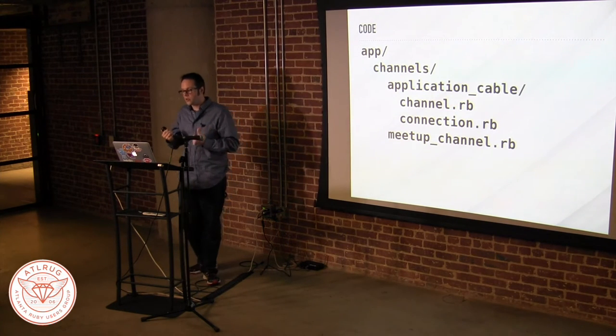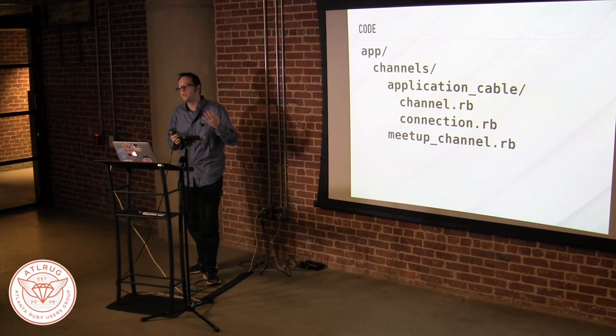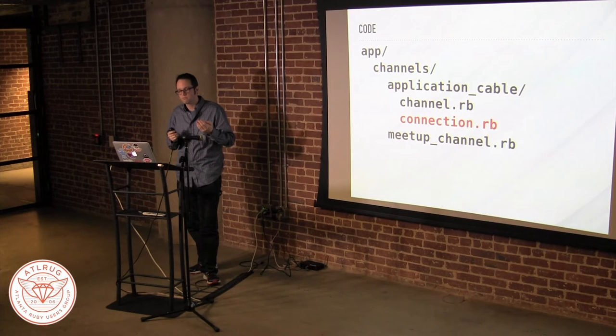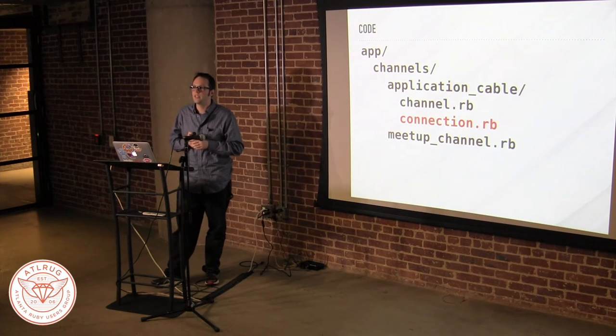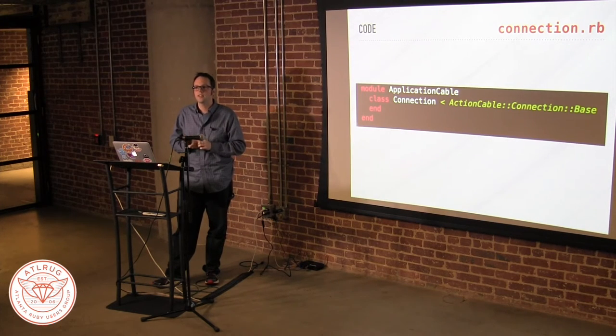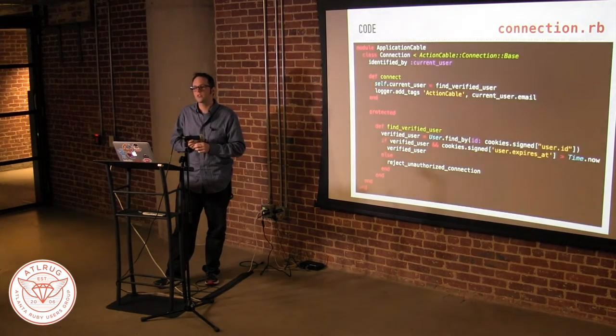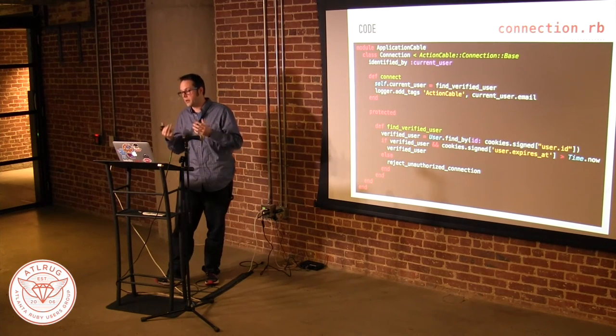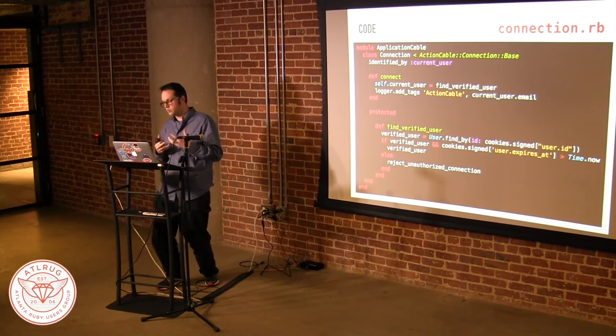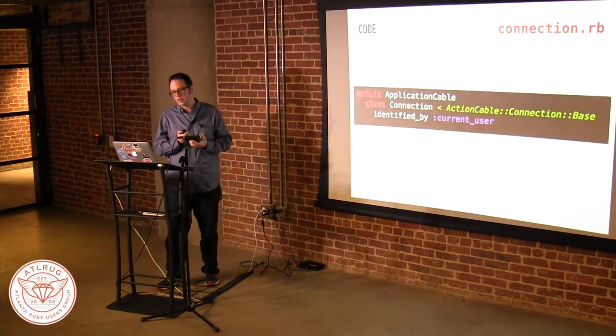Opening up the channels folder and its child directory, you find three new Ruby files: channel, connection, and meetup channel. The connection.rb is where you set up authorization for an incoming connection request. It comes looking like this, but you'll probably have to alter it. This might be a standard implementation that you might put in. Sorry, that's so small. Let's look at the top three lines.